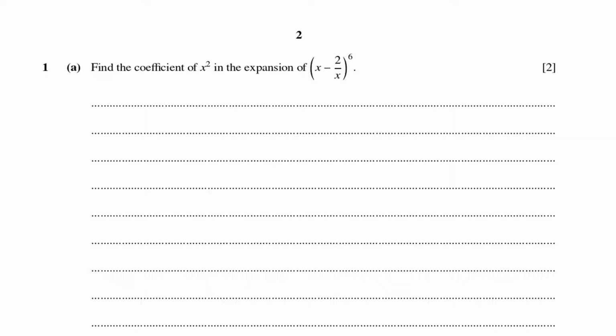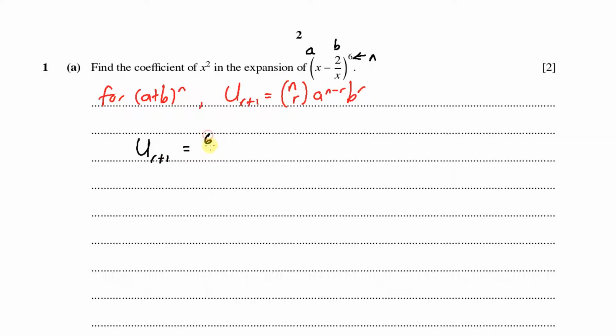Now for this one, we can start with the general expression for the binomial expansion of (a plus b) to the power of n. That's u_(r+1) is equal to n choose r, a to the n minus r, b to the r. Which means for this binomial, a is x and b is minus 2 over x, and n is the power 6 here. So the general expression will be u_(r+1) is equal to 6 choose r, x to the power of 6 minus r, and b, which is minus 2 over x, to the power of r.